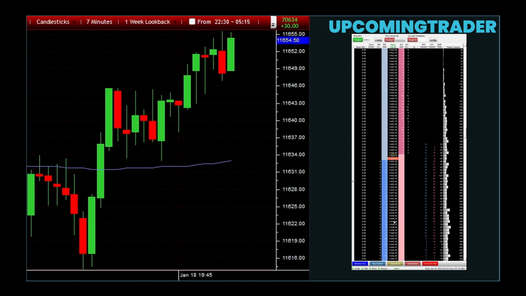You can also use volume to decide how big your position should be. When volume is high and it confirms your trade, you might decide to increase your position size because the move is more reliable. But if volume is low, you might want to trade smaller, since low volume can lead to unexpected and choppy price movements.